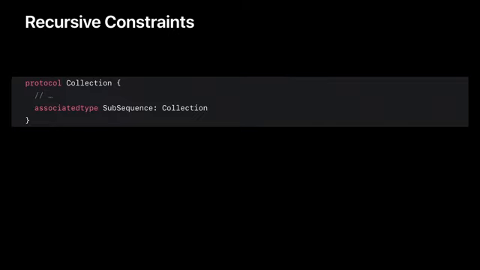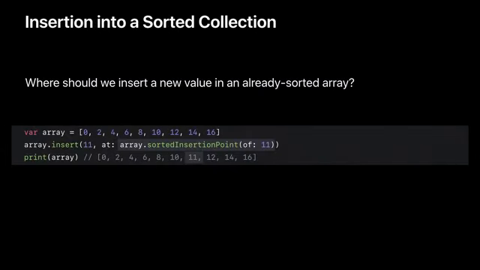Why would you need this? Well, let's look at a generic algorithm that relies on it. So here, given an already sorted collection, we want to find the index at which we should insert a new value to maintain that sort order. We're going to compute the sorted insertion point for the value 11. When we go ahead and insert 11 at that index, the result is still a sorted array.